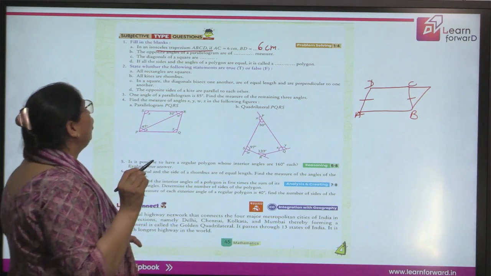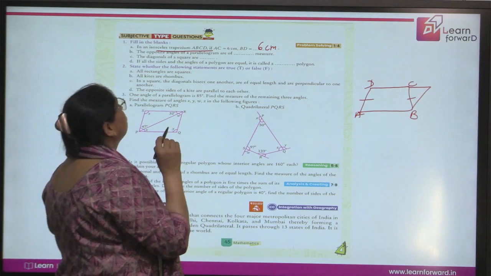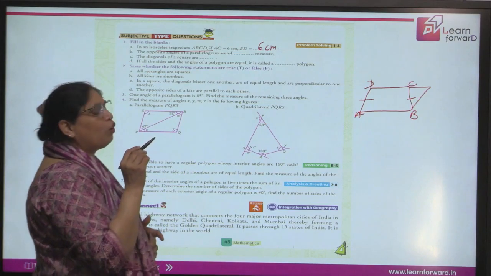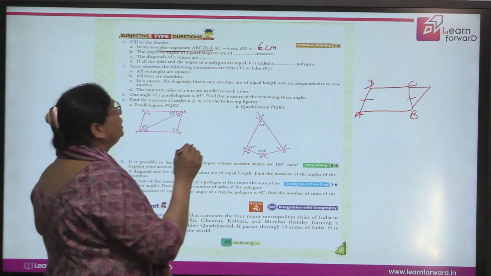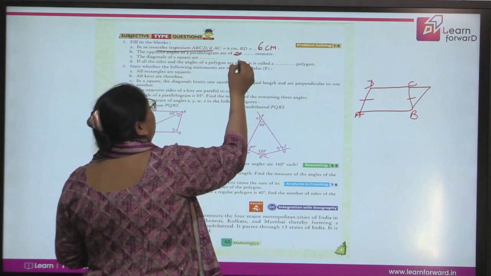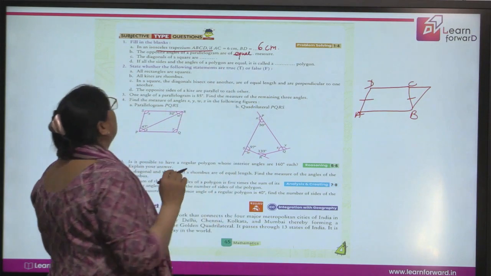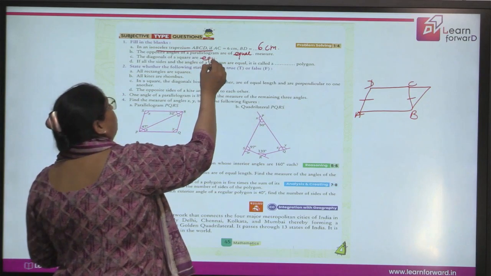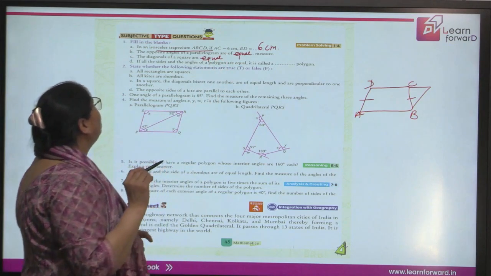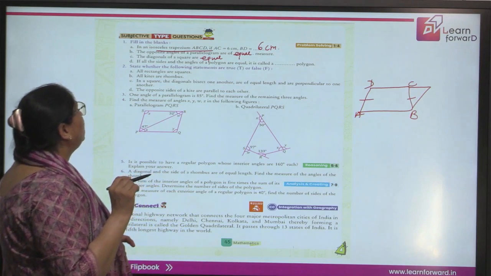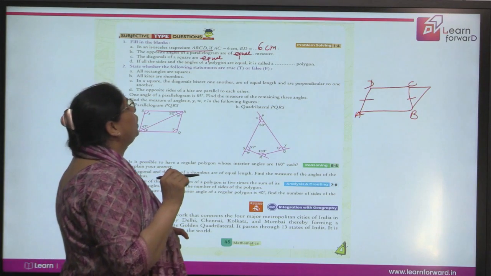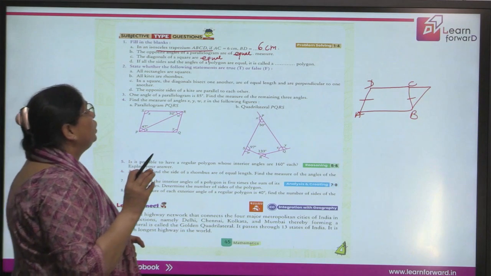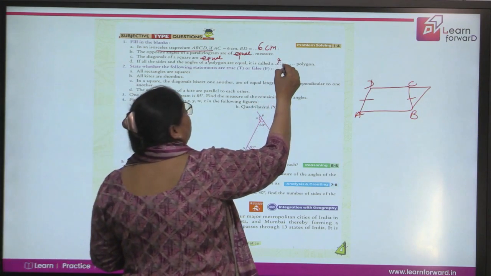Opposite angles of a parallelogram are of equal measure. Diagonals of a square are equal. If all the sides and angles of a polygon are equal, all angles are equal and all sides are equal, so it is called a regular polygon.